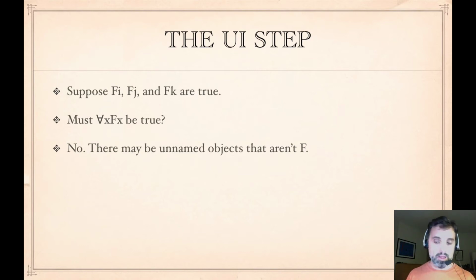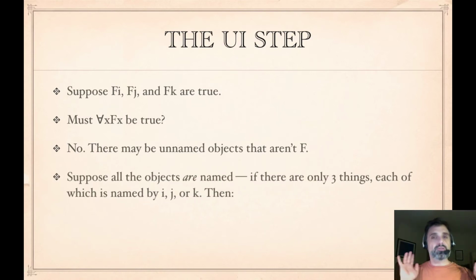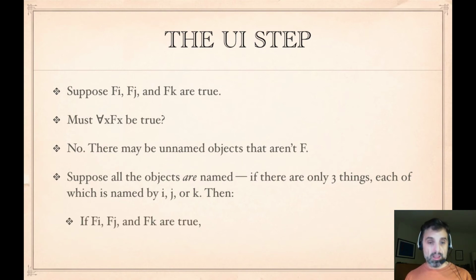So for example, if Igor is a frog, and John is a frog, and Carl is a frog, does it follow that everything is a frog? Not at all, because there may be all sorts of other things besides Igor, John, and Carl. But suppose that all the objects are named. Suppose that, in fact, there are only three things, named by i, j, and k. Then, if Fi, Fj, and Fk are true, in fact, for all x, Fx is true.